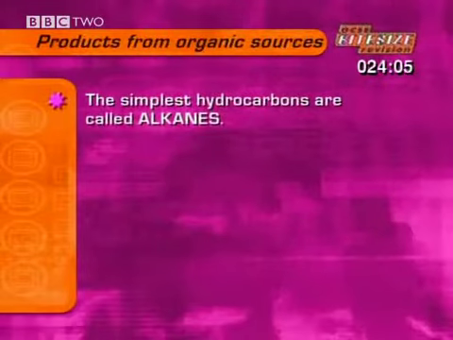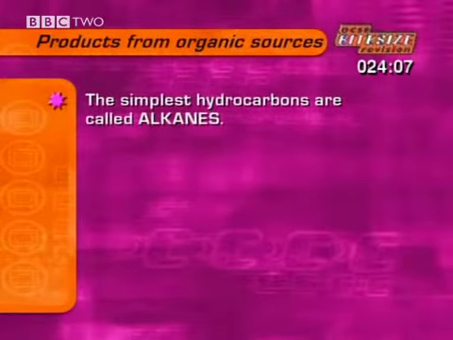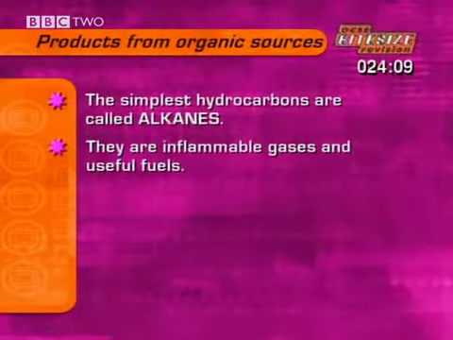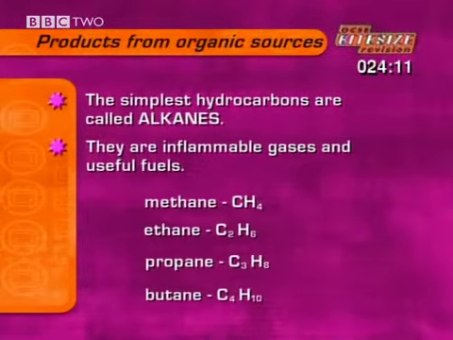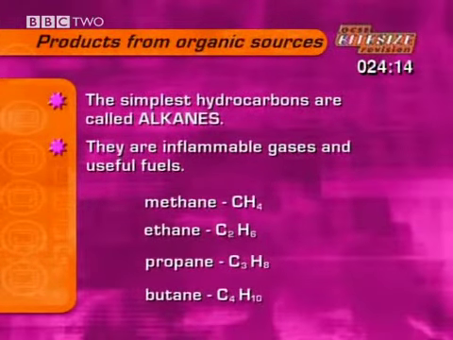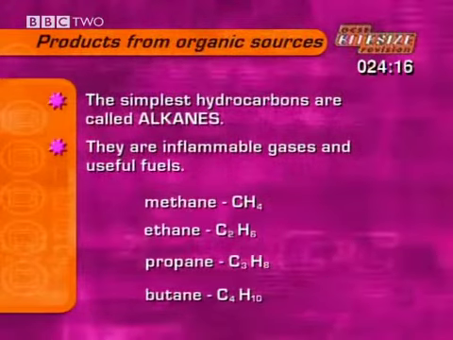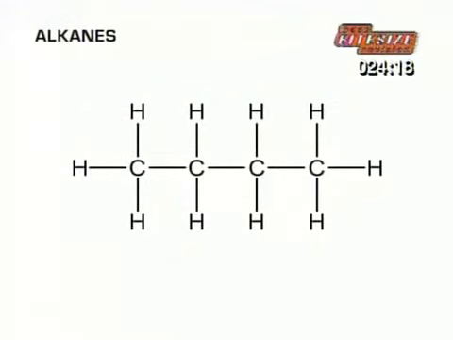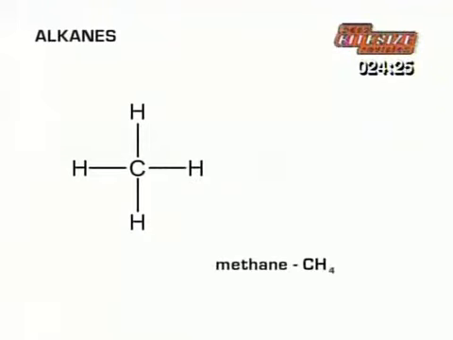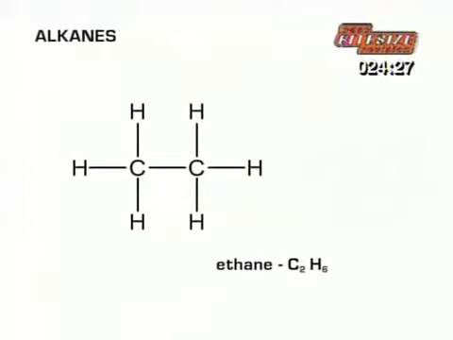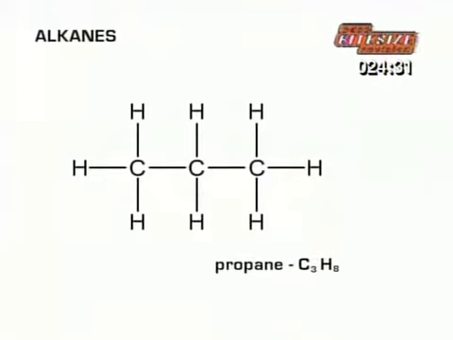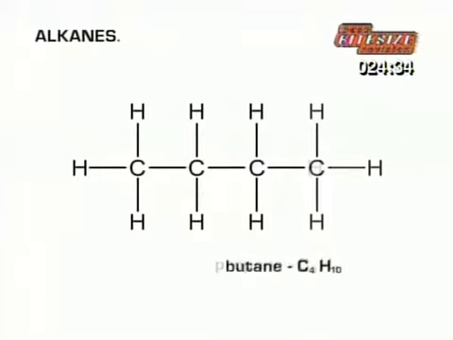The simplest forms of hydrocarbons are called alkanes. They're all inflammable gases and useful fuels, such as methane, ethane, propane, and butane. All alkanes have a central chain of carbon atoms surrounded by hydrogen atoms. This is methane, CH4, ethane, C2H6, propane, C3H8, butane, C4H10, and so on.